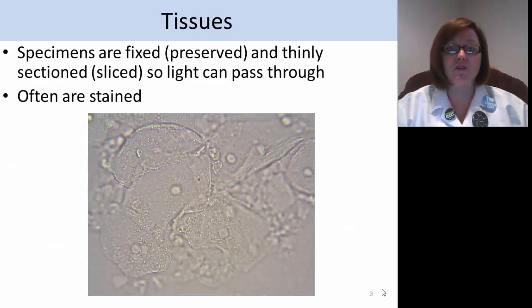In histology, the specimens are fixed or preserved, which basically means chemicals have been added so they don't rot. And then the organ has to be thinly sliced or sectioned so that light can pass through. If the particular piece of organ or tissue is too thick, then when you put it on the microscope slide, the light can't pass through and you won't be able to see anything. So it has to be sliced very, very, very thin.